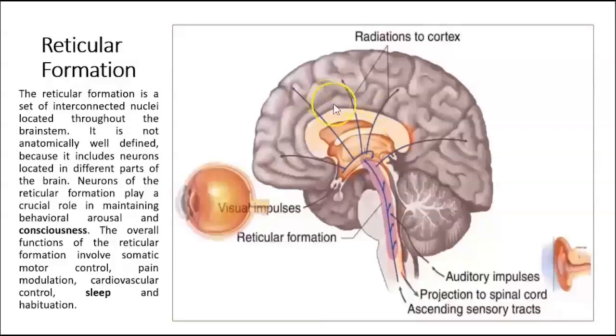It relays information that it receives, for example, from the ears and from the eyes, and also from lower areas of our body, such as our arms, cardiovascular control. Other functions are pain modulation, sleep and consciousness. You can go into coma if you have damage to this area.